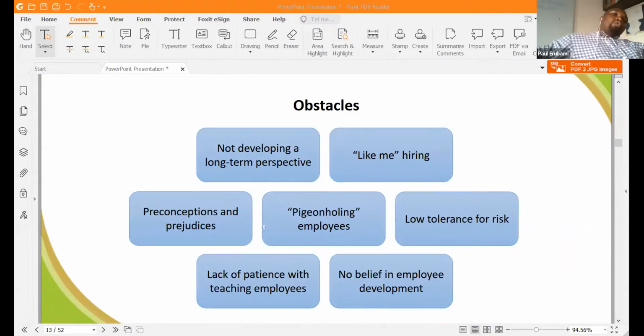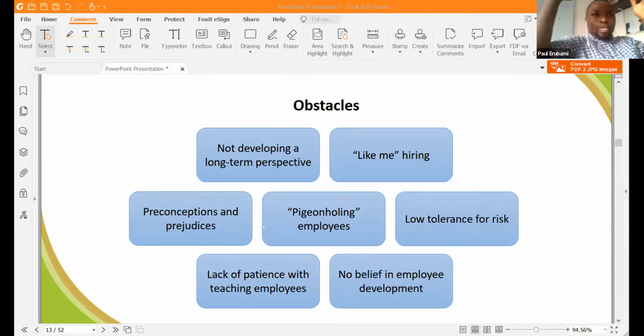So what are the obstacles to face, right? What are the obstacles when you are planning, when you are doing interviews, when you want to fill a role as a facility manager? Not developing a long-term perspective can be an obstacle, right? It is always very important to have a longer view of your entire process so that you can make a long-term plan instead of just planning short-term, 1 year.